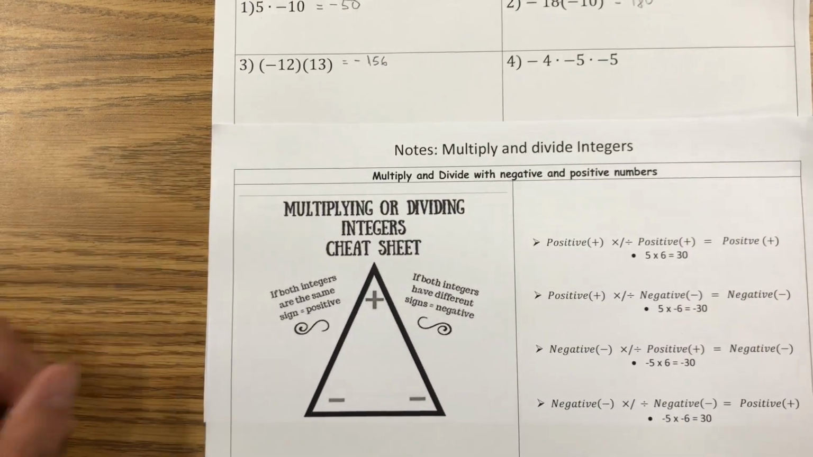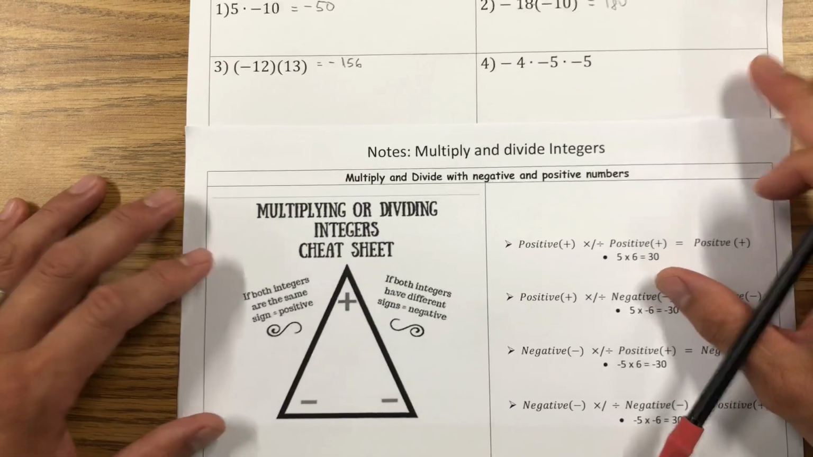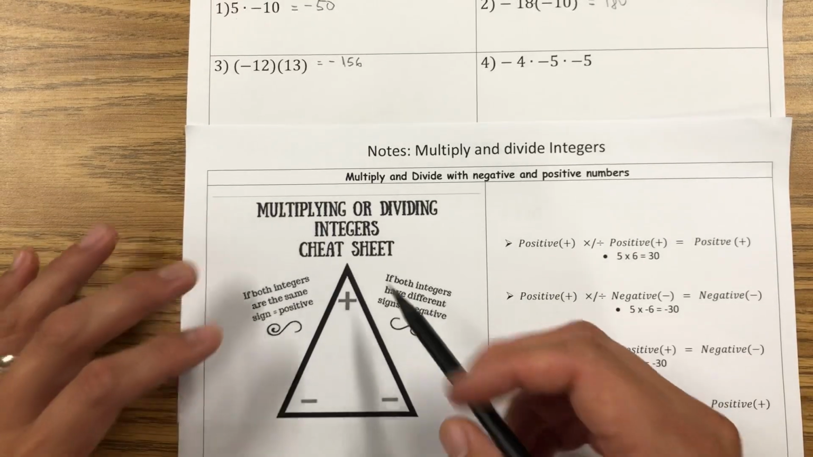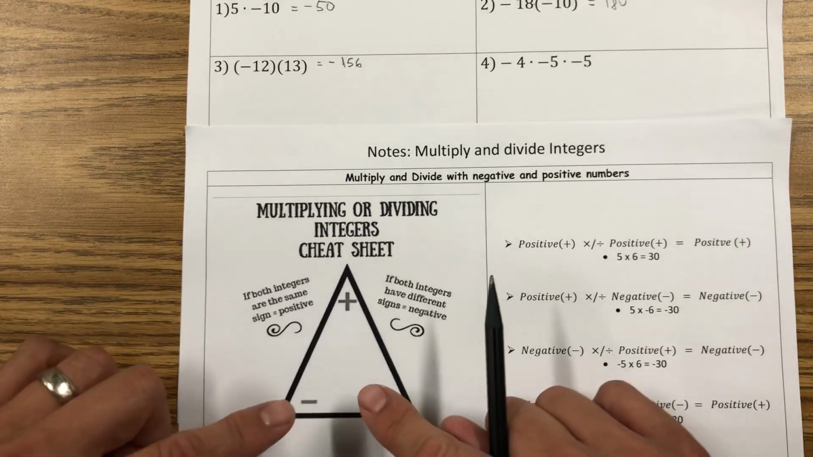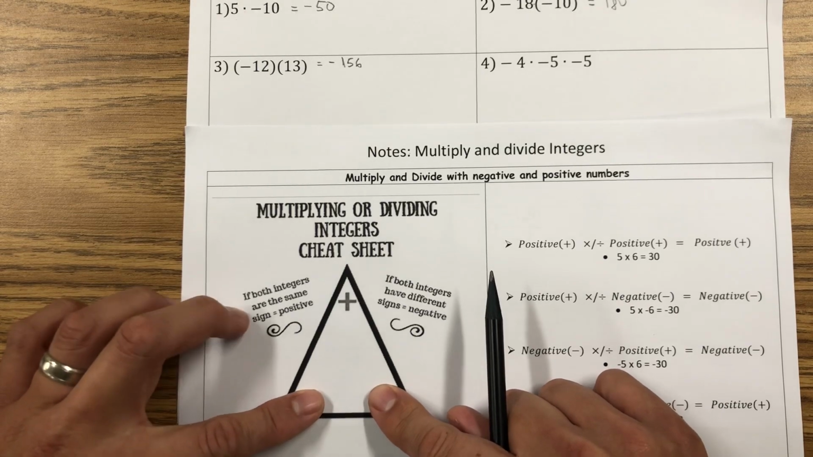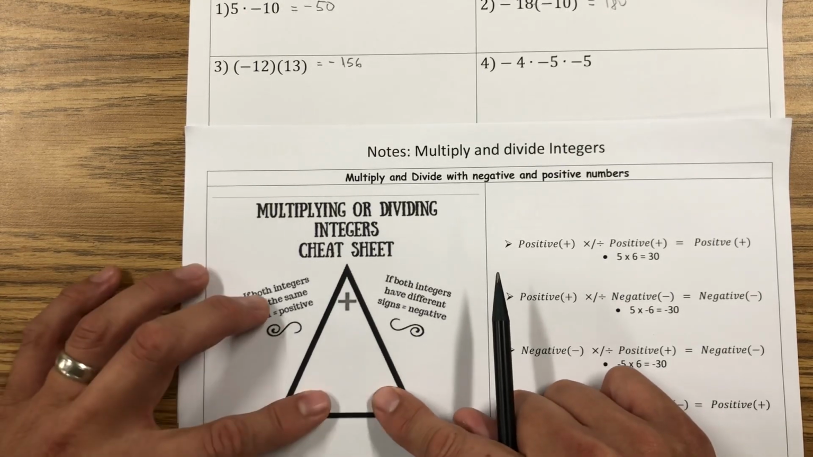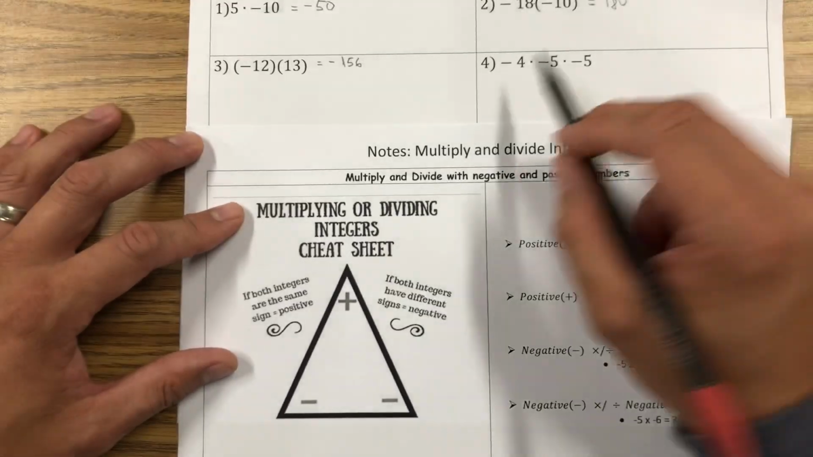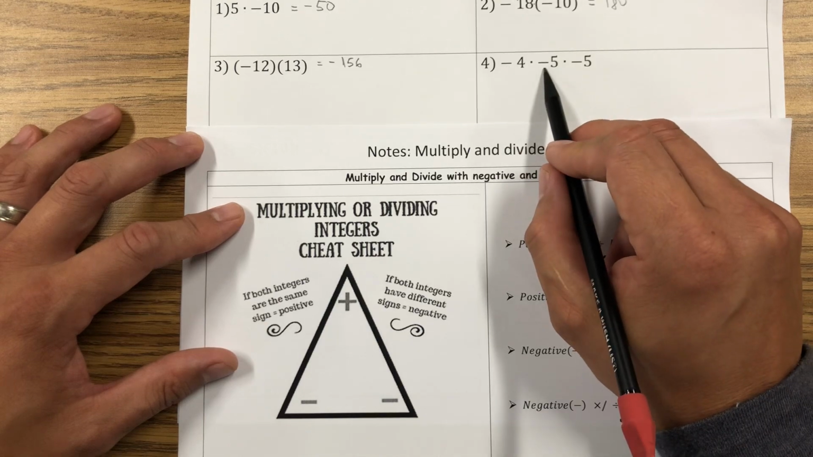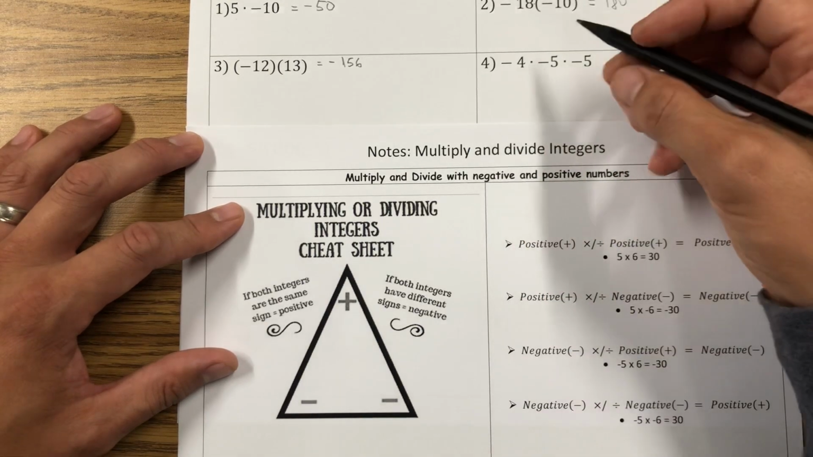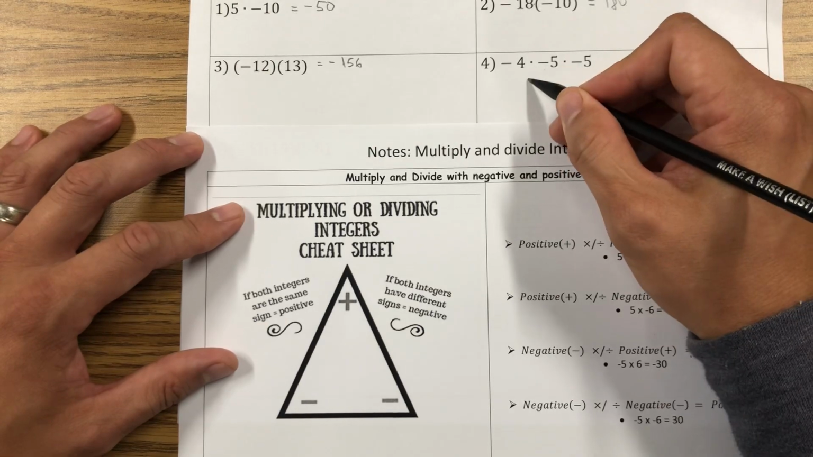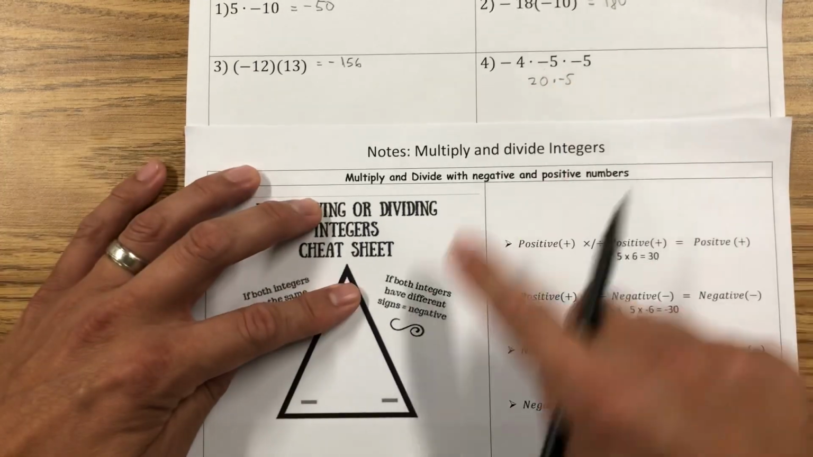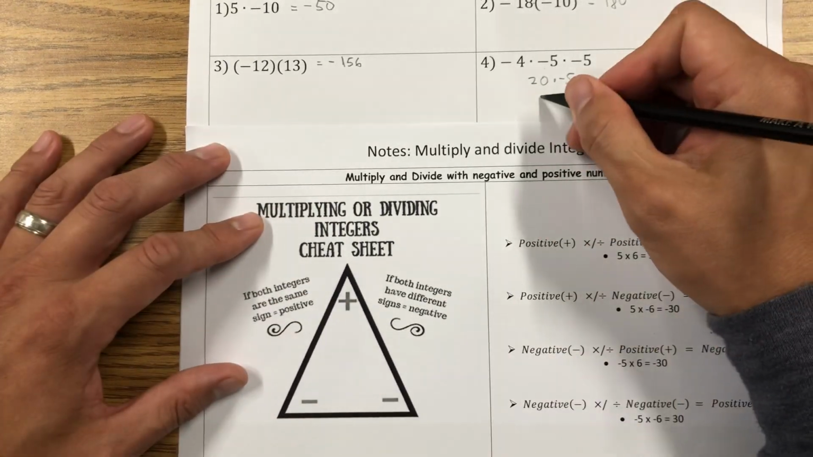All right, now what happens if you have multiple numbers, like number 4? This one here, you could use the triangle again, and it reminds you that negative times a negative is a positive. So technically, when you're multiplying 2 negative numbers, it's always positive. When there are multiple negative numbers, just realize that if I multiply a negative times a negative, I know it's a positive. So you can actually do that ahead of time. So I know that's going to be 20 times negative 5. And then you could do it again. A positive times a negative is a negative. That would give me negative 100.